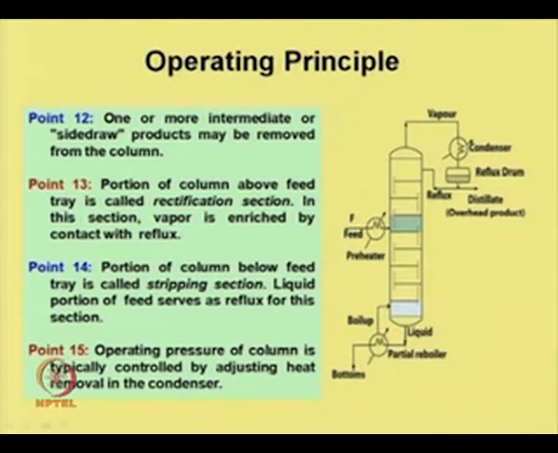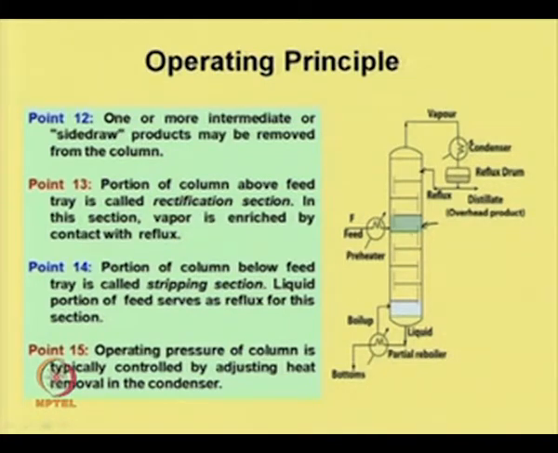The portion of the column above the feed tray, suppose this is the feed tray, the portion above this is known as the rectification section, and in this section the vapor is enriched by contact with the reflux. So, reflux is coming down and the vapor is going out. In the rectifying section, the vapor is enriched by contact with the reflux liquid.